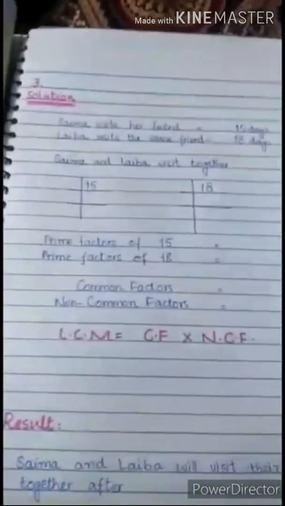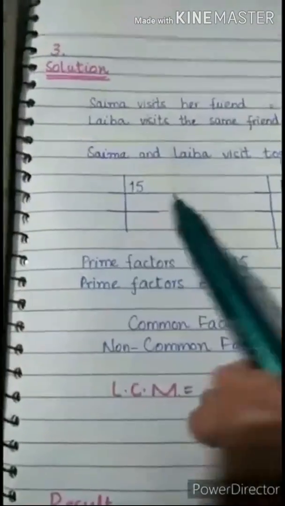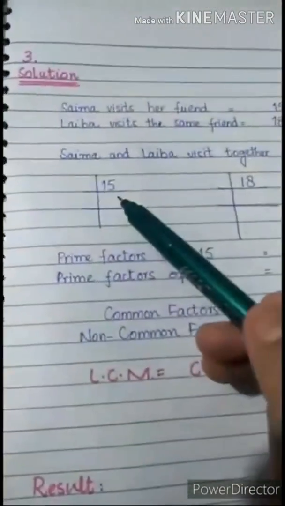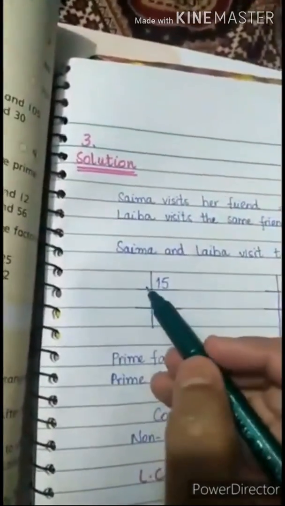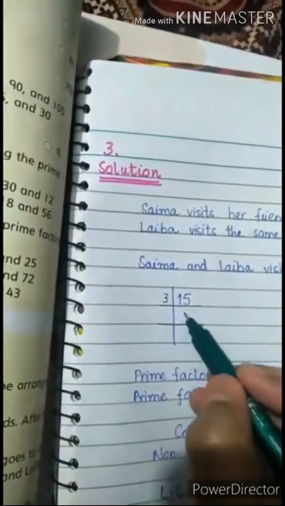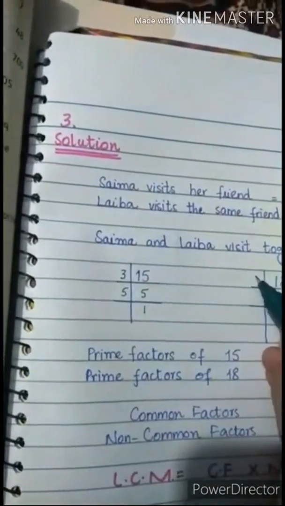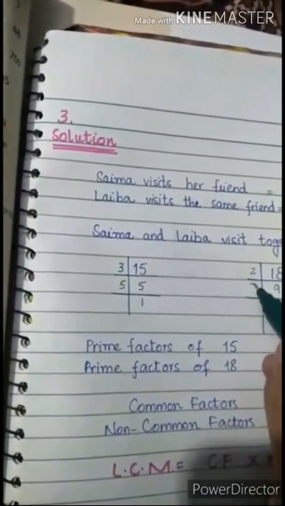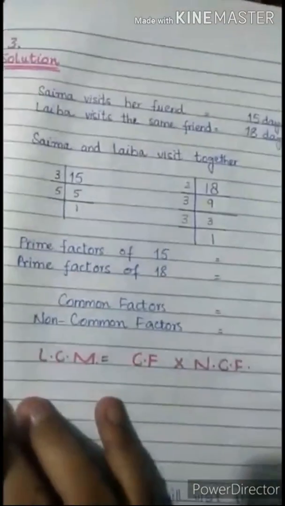So we are supposed to tell after how many days both girls can visit their friend together. So first of all, we have to take out the prime factors of the given numbers. Okay, then we can find the LCM. Let's start finding the prime factors of 15. 3 5s are 15, 5 1s are 5. Now 18: 2 9s are 18, 3 3s are 9 and 3 1s are 3.